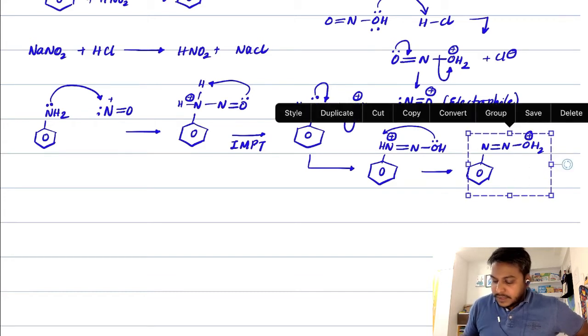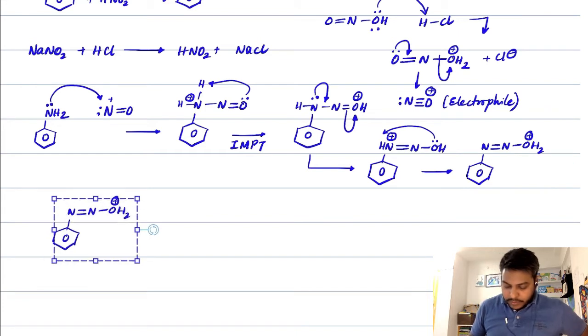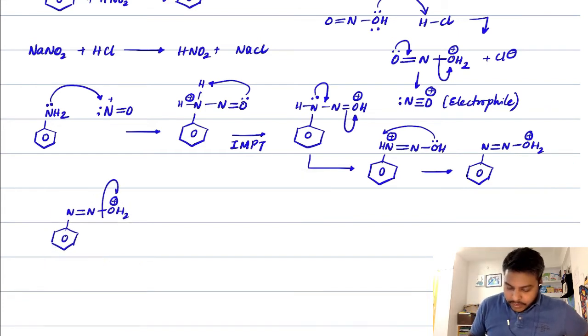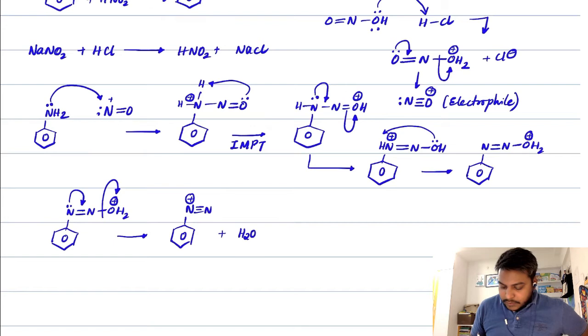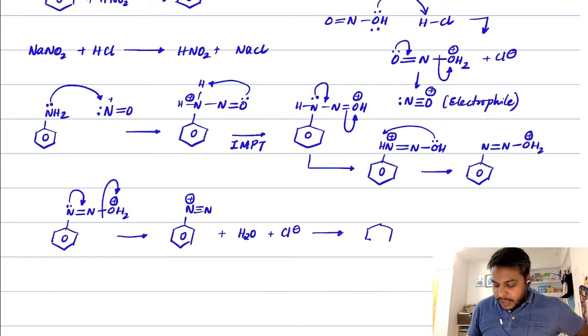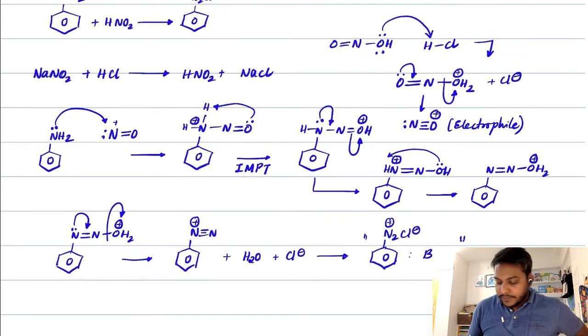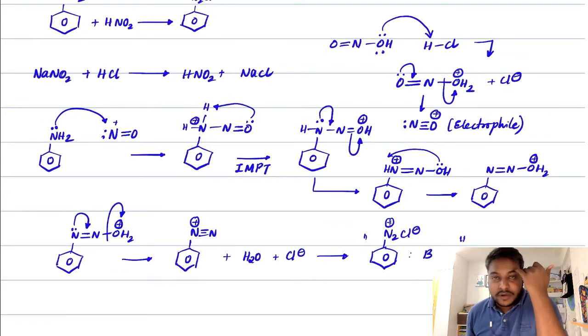And students, this is a good leaving group. OH2 is a good leaving group. So I can say OH2 will leave from here comfortably when nitrogen supports electrons to the next nitrogen. Thereby we will get this as N triple bond N plus H2O. And since the solution has Cl minus, we can precipitate them as salt, which is N2 plus Cl minus. And that's what we call benzene diazonium chloride salt. That's how we will get benzene diazonium chloride salts.